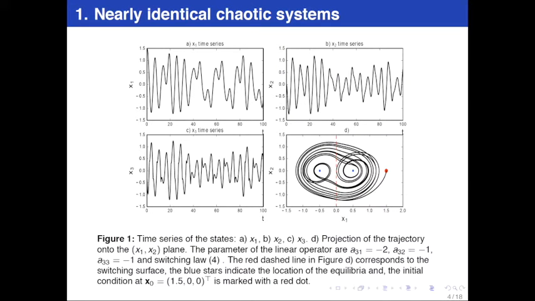After solving the system with a numerical integration method, the time series will result as given in figures 1A, B, and C. Figure 1D represents the projection onto the plane x1 and x2. Notice the two scroll attractor in which the system results.